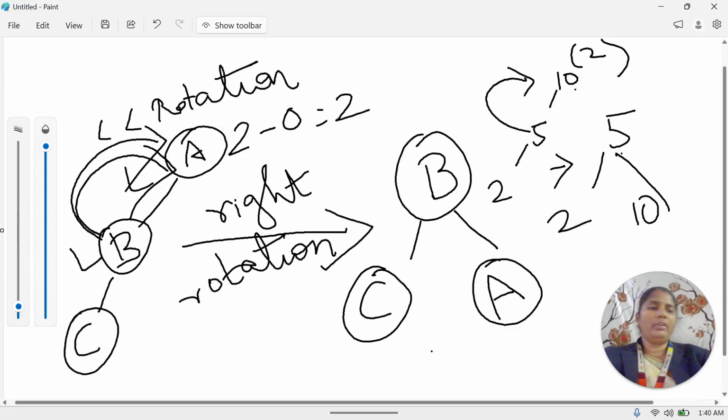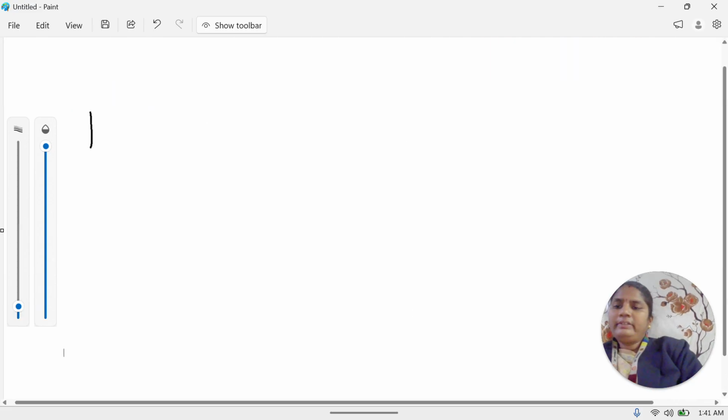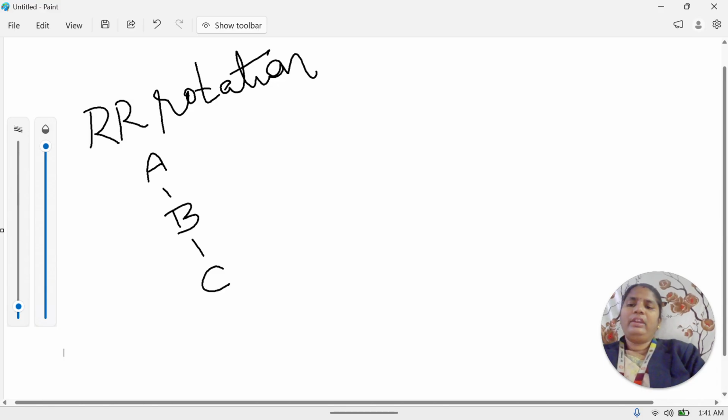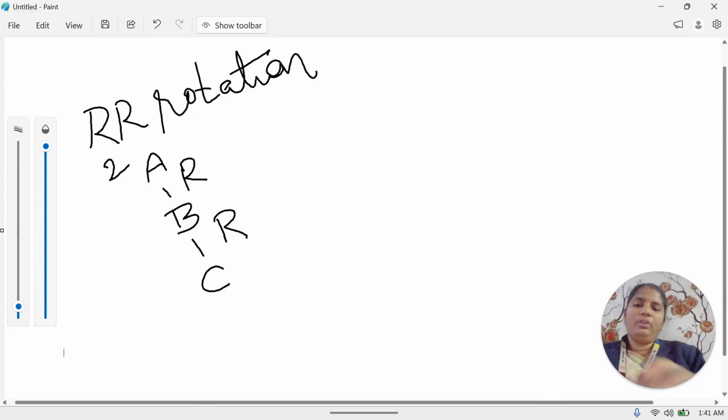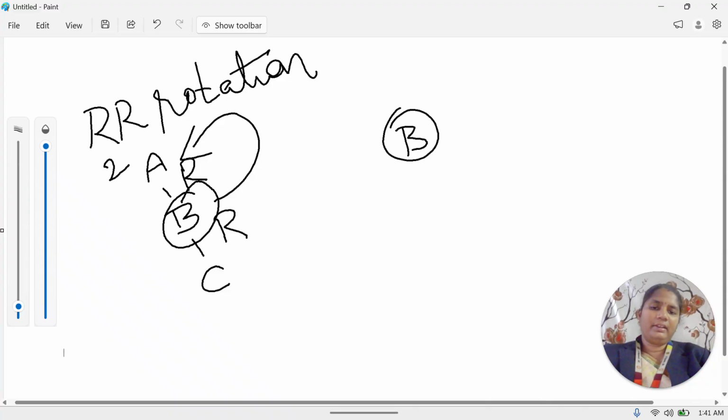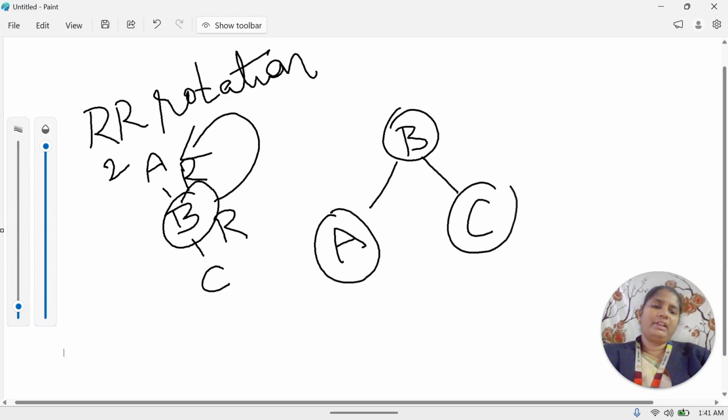So next we will see about right rotation. Next, RR rotation, the same as LL rotation. So that comes at the left side, this comes at the right side, like A, B and C. So here also the balancing factor is 2, but the direction is right. So right means first we are going to pop this one, we are going to move it to the left side. So now B comes at the center, A comes the left child and C comes the right child of the B. This is called right rotation.